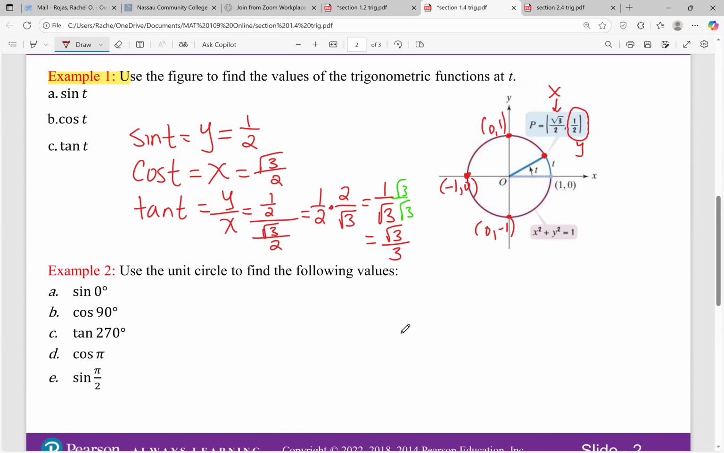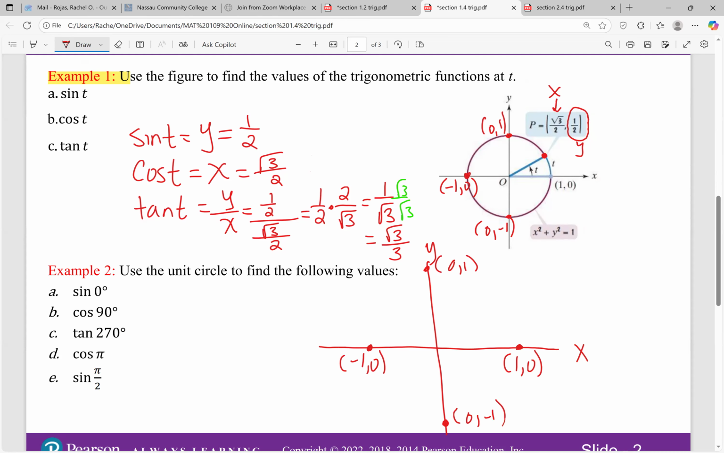So let's look at another example. Let's use the unit circle to find the following values: the sine of 0, the cosine of 90, the tangent of 270, the cosine of pi, and the sine of pi over 2. So let's sketch a unit circle again. So we have 1, 0, 0, 1, negative 1, 0, 0, negative 1.